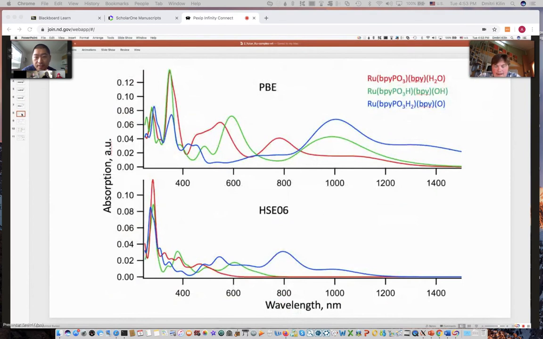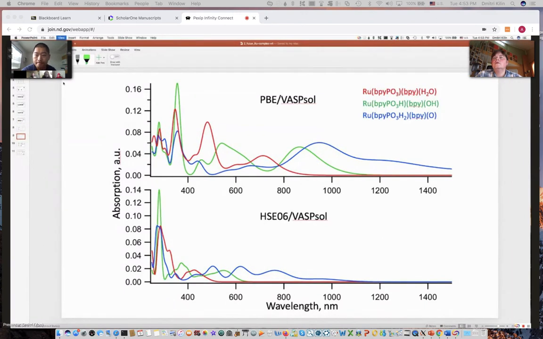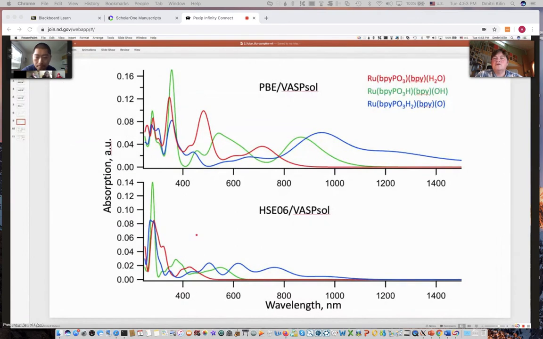please. Here I just compute the absorption spectra for different models using different functionals. So clearly, for HSE06, we have a blue shift. Next slide, please. This is the absorbance of different functionals by considering the solvent effect. It's the red line in this one. Yeah, that one does look quite a bit like the actual spectrum.